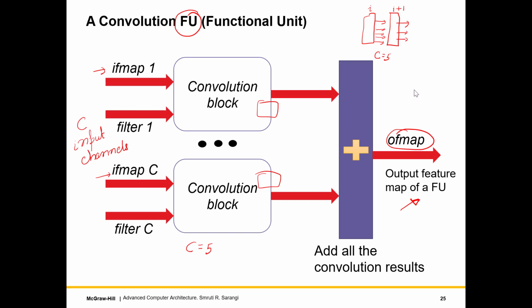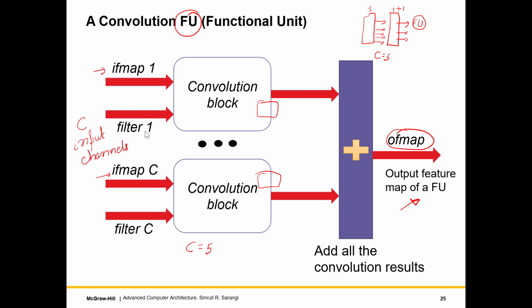Where each one of them could be a 1D vector, a 2D matrix, or a 3D matrix. So for each one of the OF maps, we have a dedicated functional unit. The functional unit will have 5 inputs, so the 5 inputs are the 5 channels each. Then there will be one filter each. So for the ith input, there will be a filter.